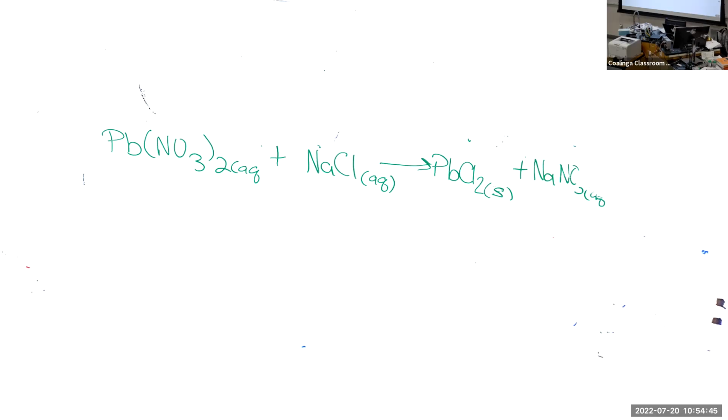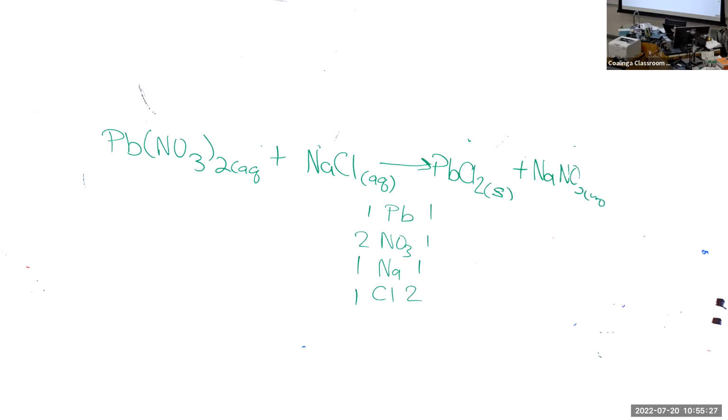So we need to balance the equation. We have Pb, we have NO3, we have Na, we have Cl. On my reactant side, how many lead do I have? 1. How many nitrates? 2. How many sodiums? 1. How many chlorines? 1. On my product side, how many lead? 1. How many nitrate? 1. How many sodiums? 1. How many chlorine? 2. Okay, so what do I need to do?